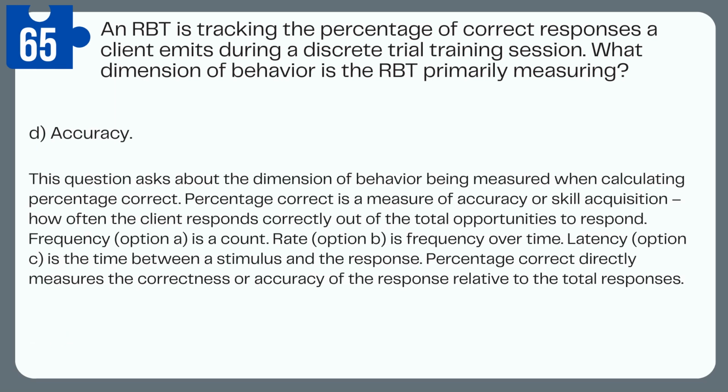Answer D. Accuracy. This question asks about the dimension of behavior being measured when calculating percentage correct. Percentage correct is a measure of accuracy or skill acquisition. How often the client responds correctly out of the total opportunities to respond. Frequency, option A, is a count. Rate, option B, is frequency over time. Latency, option C, is the time between a stimulus and the response. Percentage correct directly measures the correctness or accuracy of the response relative to the total responses.